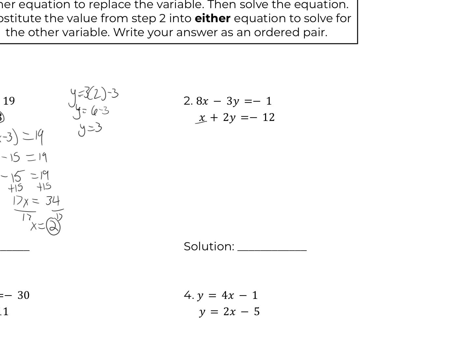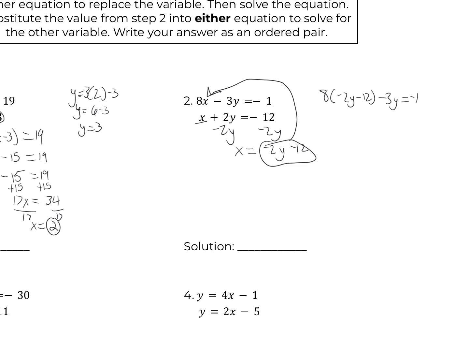So I want to get that x by itself. In order to do that, all I have to do is subtract 2y from both sides. That gives me x equals negative 2y minus 12. So we had negative 12 there. Now I'm going to take what x is equal to, this negative 2y minus 12, and plug that into the first equation for that x. So this is going to be 8 times negative 2y minus 12, and then minus 3y equals negative 1.